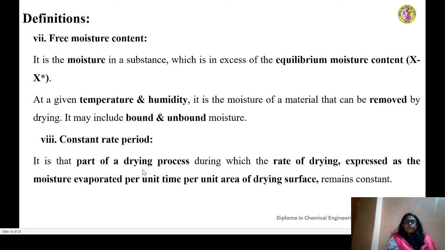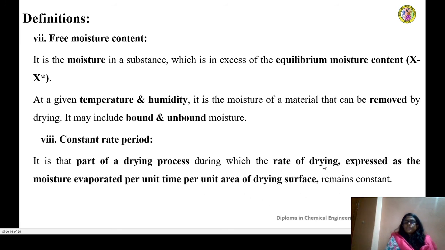Okay. So next definition, constant rate period. It is that part of a drying process during which the rate of drying, expressed as the moisture evaporated per unit time per unit area of drying surface, remains constant. So whenever a batch drying is carried out, up to a certain period of drying, the rate of drying remains constant. So that period or time of drying is called the constant rate period.